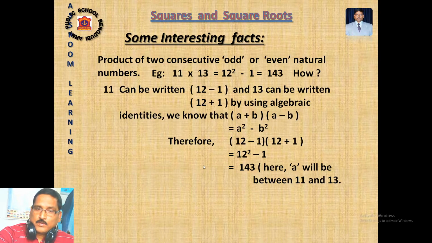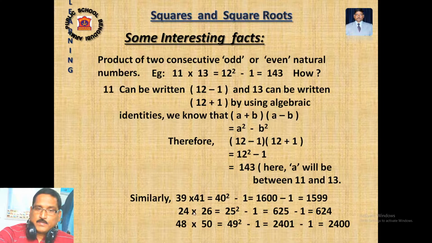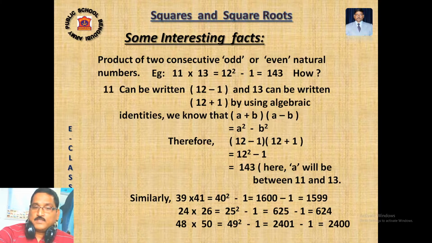I have given the odd number example. If it is an even number, you see 24 into 26. What is the number in between? 25. So the product of 24 and 26 is 25 square minus 1. 25 square is 625, minus 1 is 624. You will say, sir, how will I make out 25 square? That's why I'm telling you to remember the table of squares from 1 to 30. Minimum 1 to 30 is a must. You must practice. 58 into 60 is 59 square minus 1. 59 square is this, minus 1 is this, that is 3480. Clear?